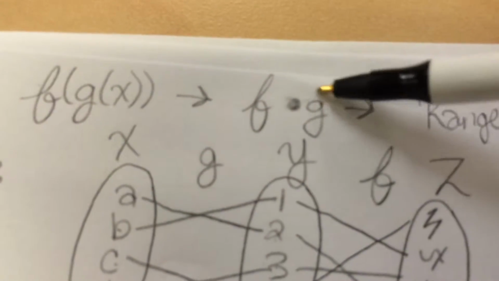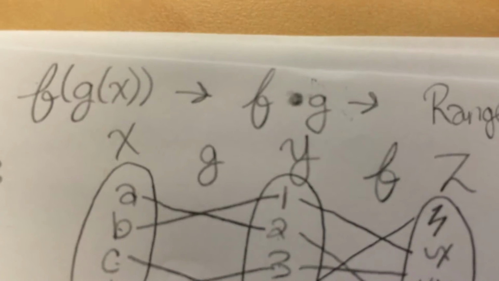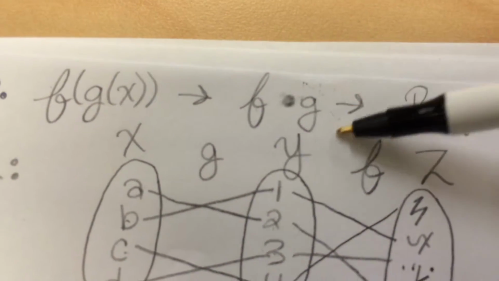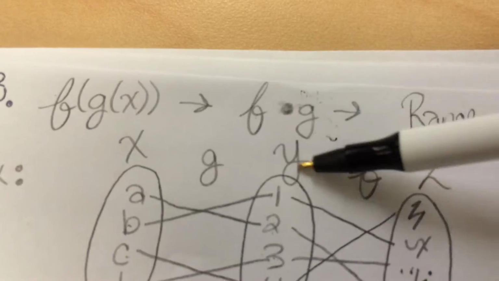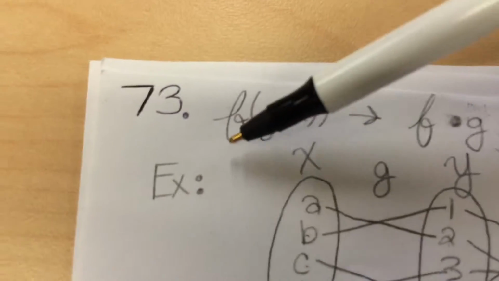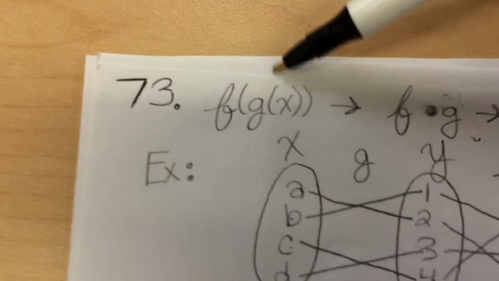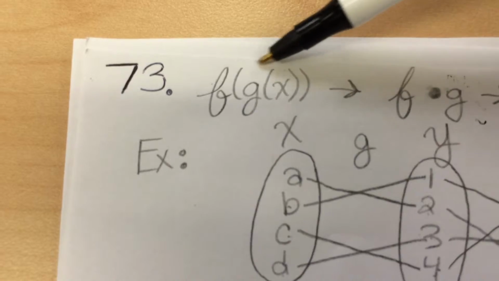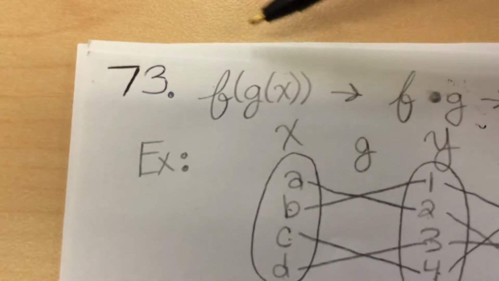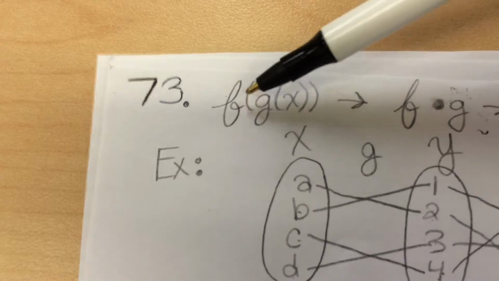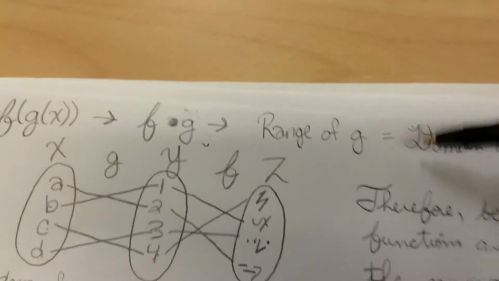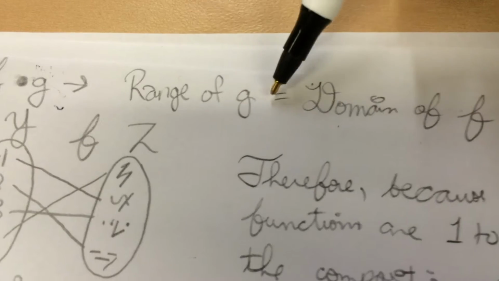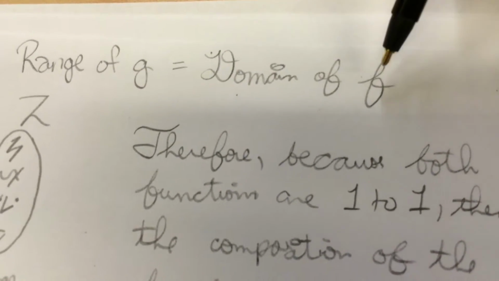So if you come up here, I have number 73. Basically, I'm going to start here. We have that composite function right here. That means f of g, which means that whatever g is, f will follow. So f follows g. Whatever the range of the function g is, that dictates the domain of f. So that can be translated into the range of g equals the domain of f.